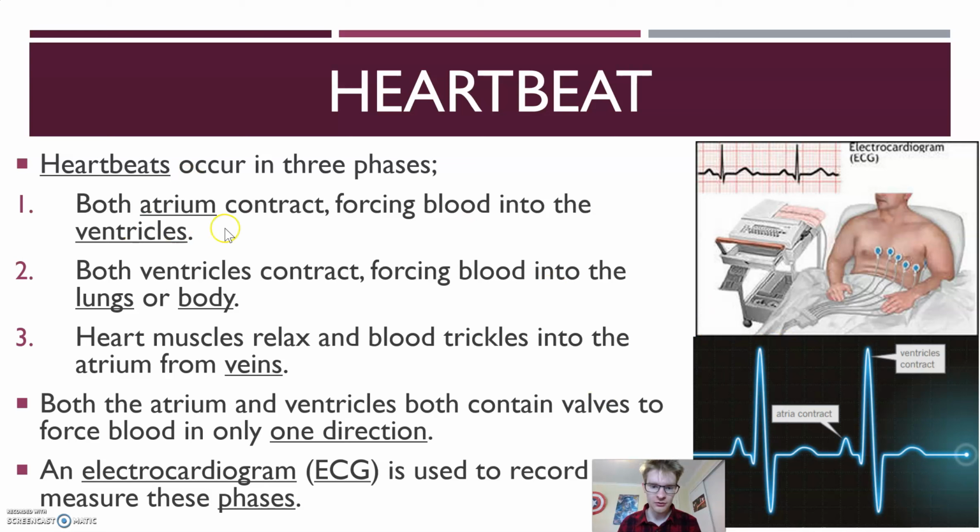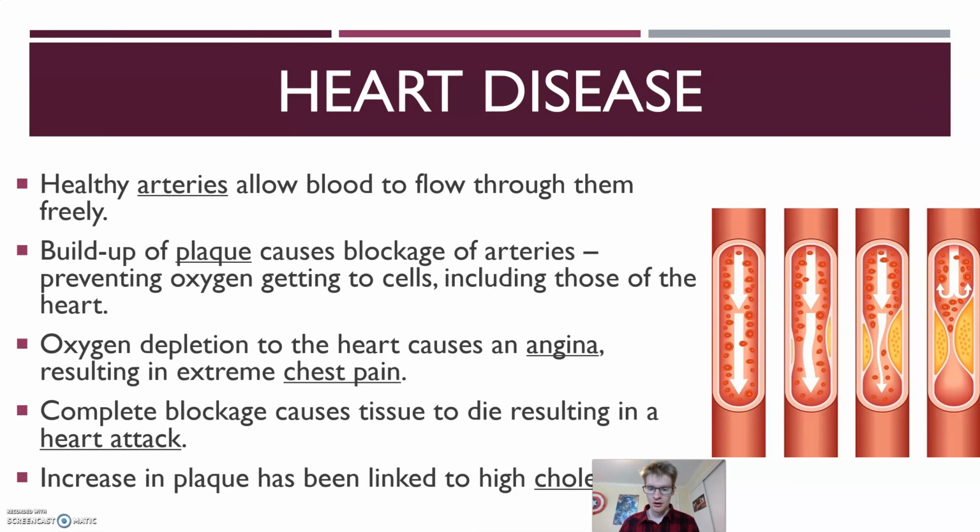So the first blip is when both the atriums contract, so that blood is moving from our atriums into our ventricles. And then this big blip is when the ventricles contract, forcing blood into our lungs or into our body. And then the third blip over here is when our heart muscles relax. So that's what each of these three blips actually mean, and they relate to those cavities that we talked about before.